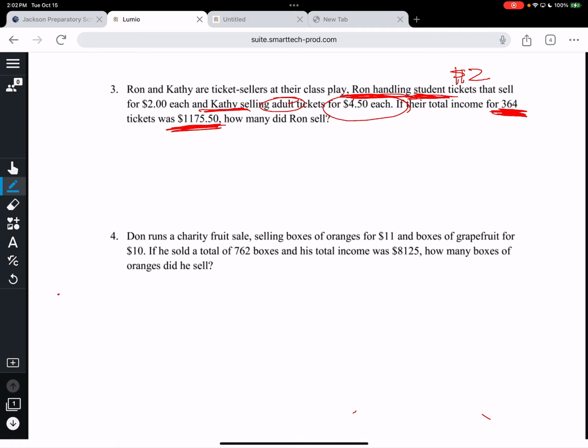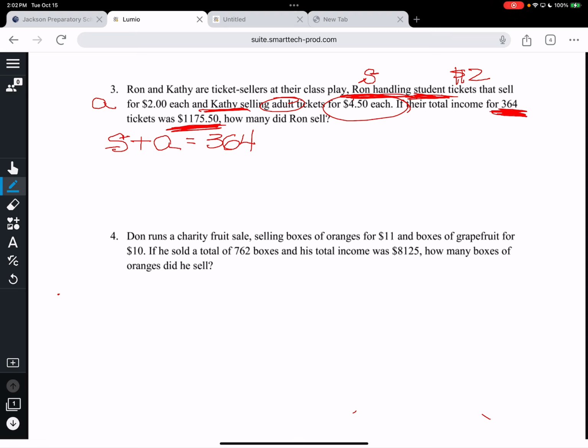So I'm going to say for Ron, I'm giving him an S for student. And for Kathy, I'm giving her an A for adults. Y'all can do R and K, whichever helps you to see it. So I'm going to say student plus adult. How many total tickets did we sell? 364. Do you remember? Does this make sense, what we just did?